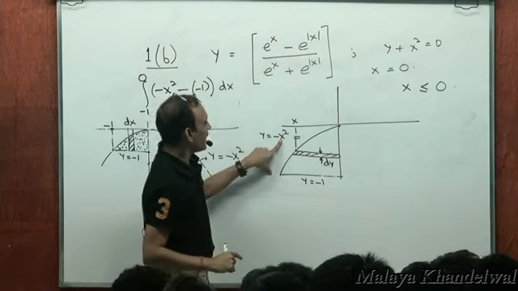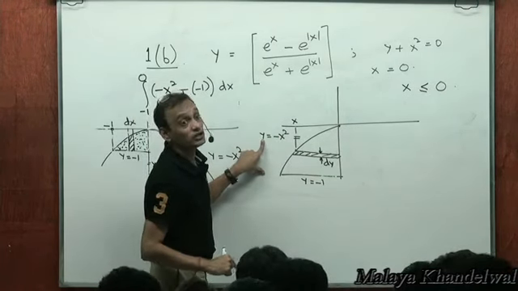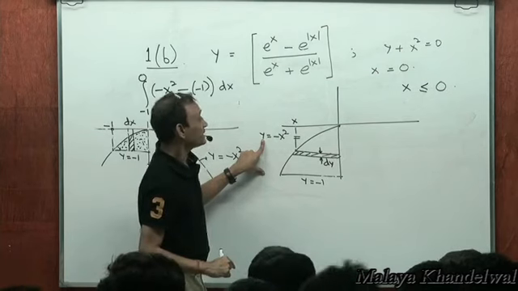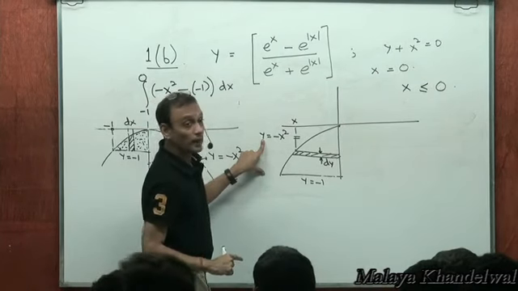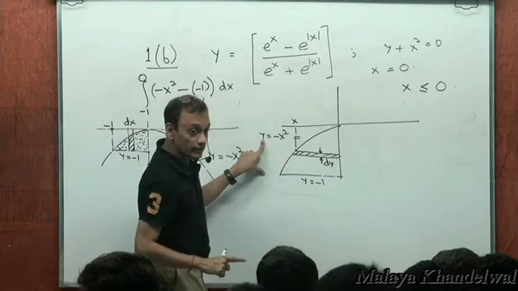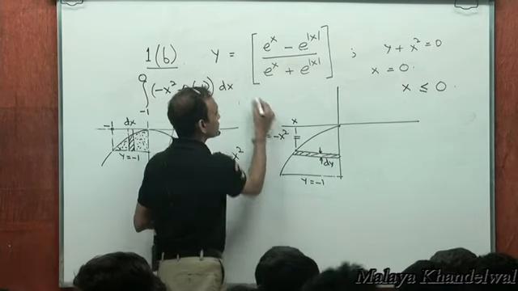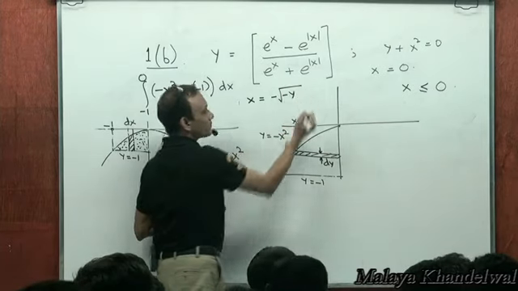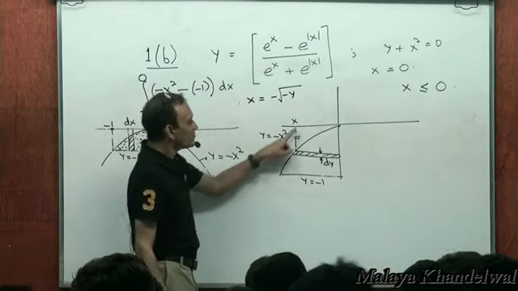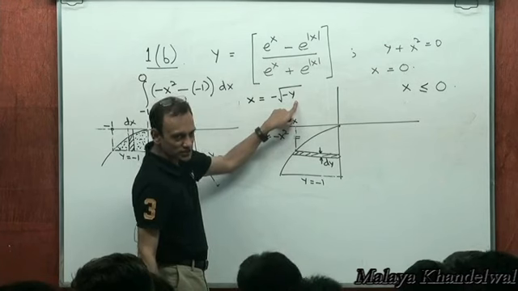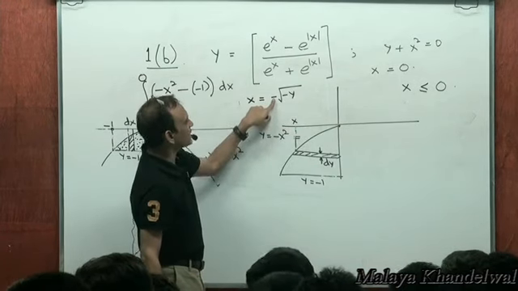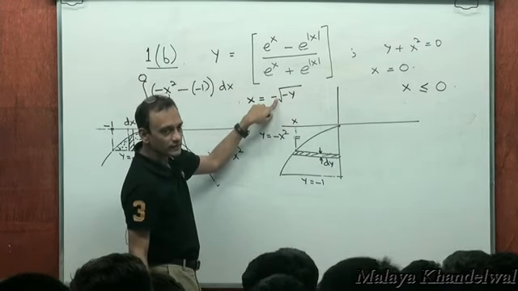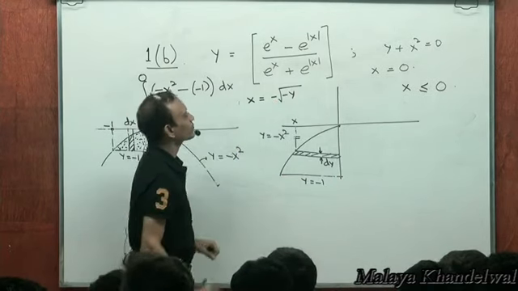What would be the x then? X would be minus of root minus y, isn't it? When I solve for x from here, x would be minus of root minus y. And see, y's are negative, so minus y will be positive. And then since x's are negative, I plug in a minus sign. That will be my x.